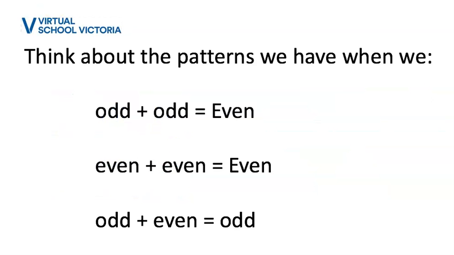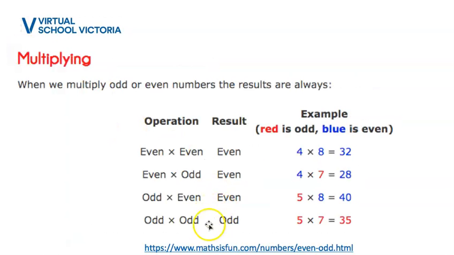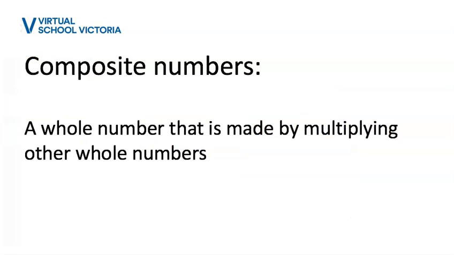Now, the interesting thing about odd and even numbers are their properties. So if you add an odd and an odd, the answer will be an even. If you add an even and an even number, the answer will be even. But if you add an odd and an even number, the answer is odd. You can learn more about these properties of odd and even numbers at Maths is Fun. There's a lot more information of what happens when you multiply or add or subtract odd and even numbers.